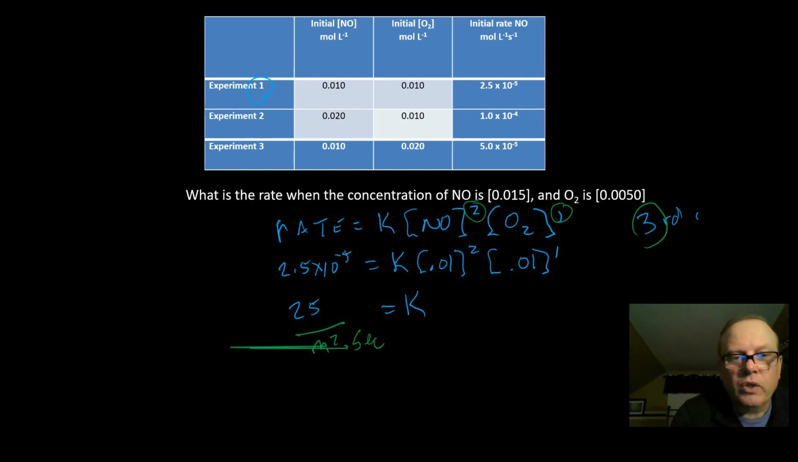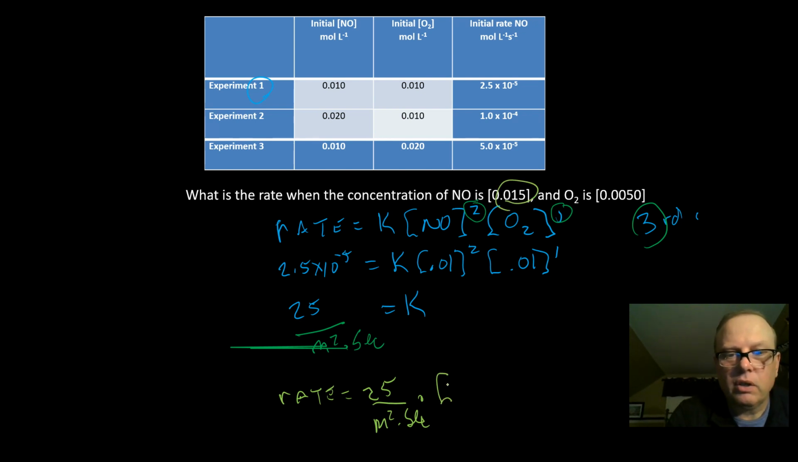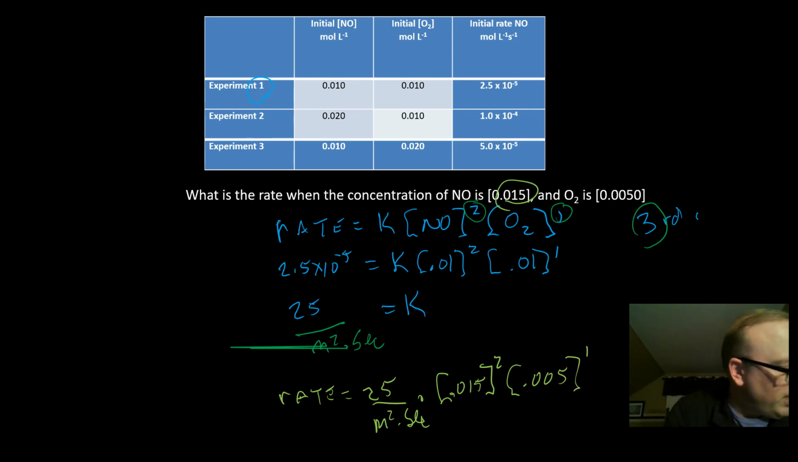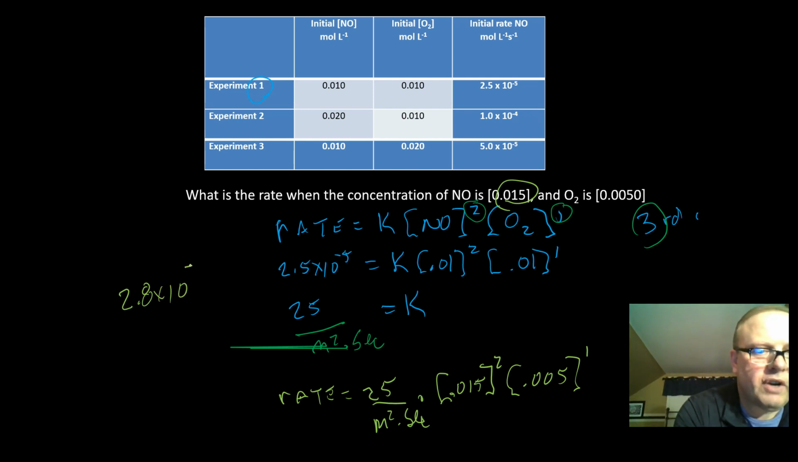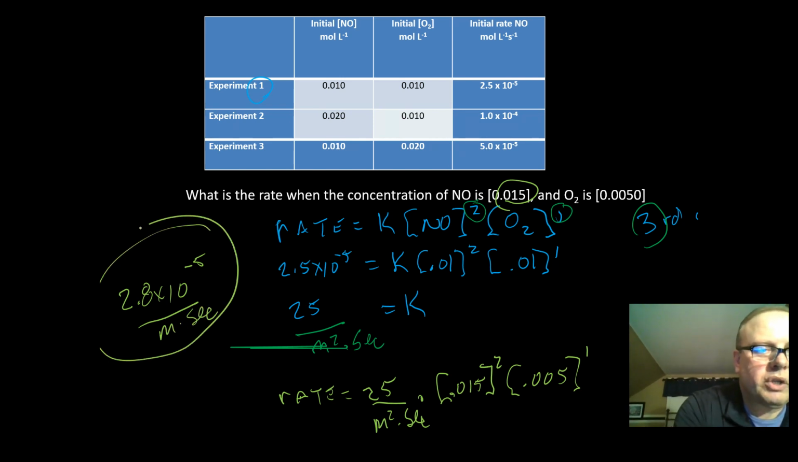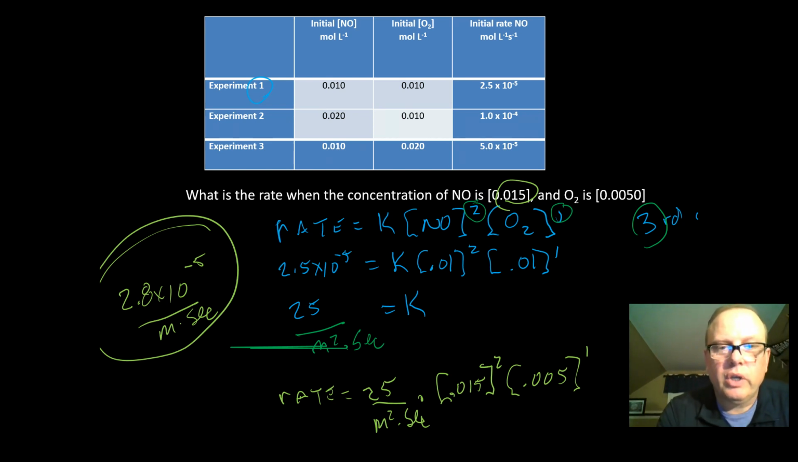Because we know our K now, what we can do is solve for the rate. So the rate will equal 25 over molarity squared times seconds, times this concentration of 0.015, squared, and then times 0.005 for the oxygen, to the first power. I did this before, and I got a rate of 2.8 times 10 to the negative 5, over molarity times seconds. So that would be the rate that you would get when you put your K value in there.